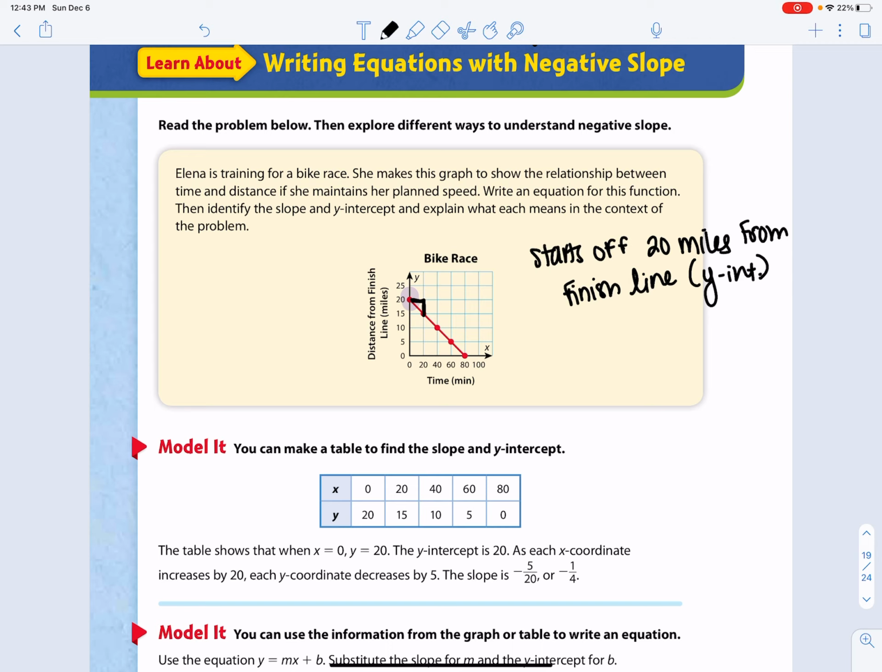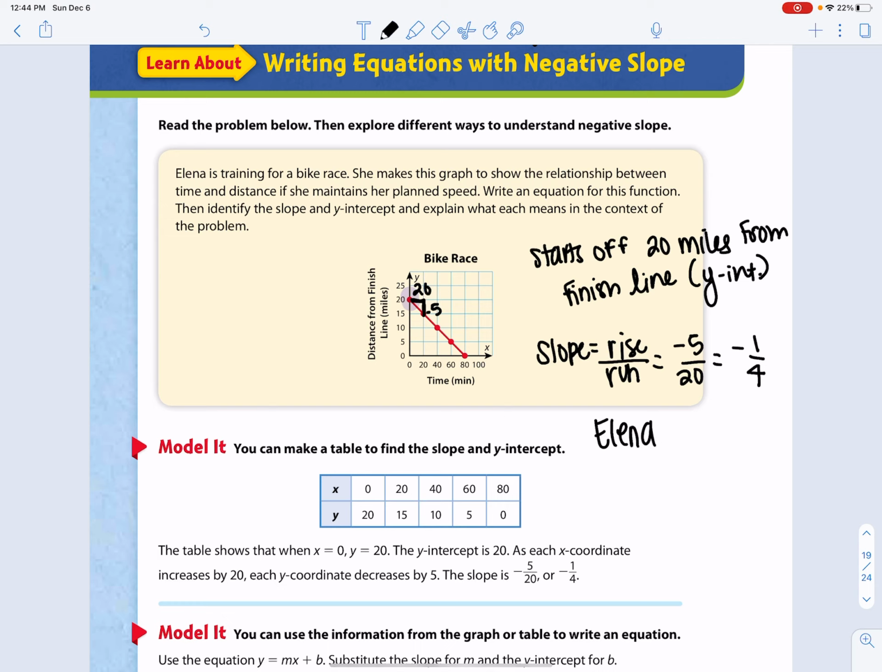So we're actually going to go down 5. So minus 5, but still over 20. Okay? Minus 5 over 20. So to find our slope, we'd have our rise over run. Just because our rise is negative just means we're going to put a negative there. So we went down 5 over 20, still to the right 20, so our 20 is positive. So our slope is actually going to be negative 1 over 4. So that means every minute she should be taking off 1/4 of a mile. So she should be covering 1/4 of a mile every minute.